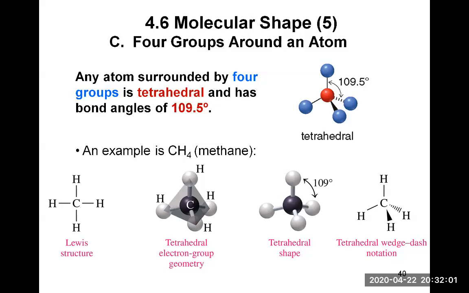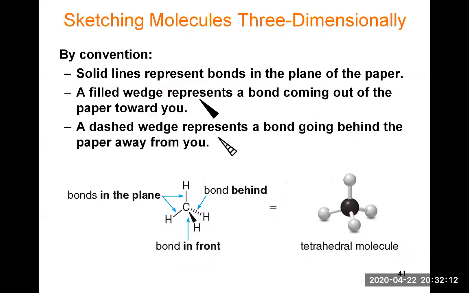And so the next slide will show how we draw this on paper. We use wedges to show that. So let me go over this here. By convention, when you are asked to draw a tetrahedral shape on paper, you will always represent solid lines for bonds that are in the plane of the paper. So you try to put as many bonds in the plane. In the case of a tetrahedron, you can only put 2 bonds in the plane. So the bonds in the plane here are straight lines.